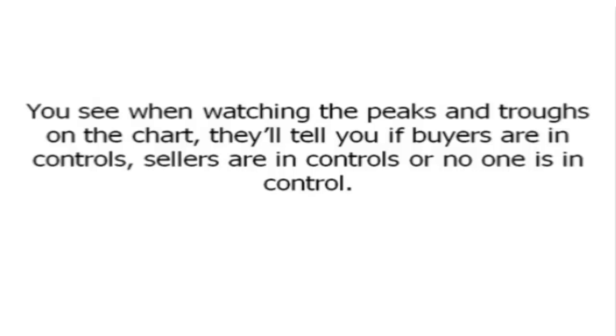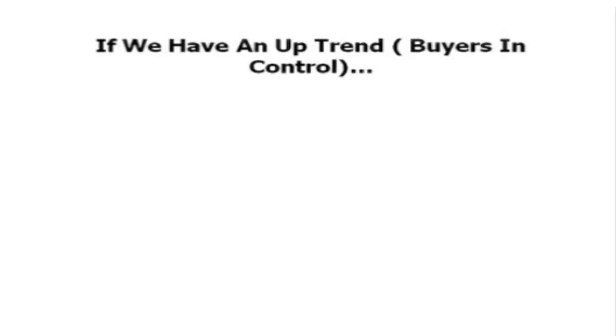And yes, there are times where the buyers are in control and the sellers are in control, or no one is in control. We're actually going to go through examples and show you exactly what that looks like as well. Okay, so let's actually get into the details of how peaks and troughs work. The first thing we're going to talk about is if we have an uptrend, then we have buyers in control, right? So it's pretty simple. Market's moving up, we have an uptrend, and now we have buyers in control.